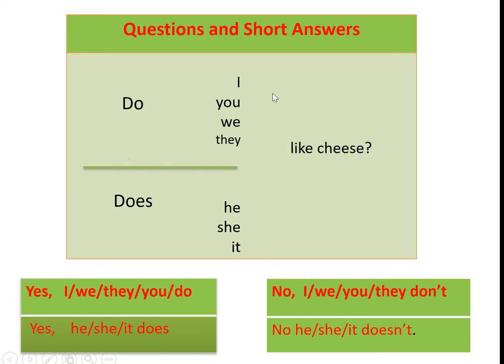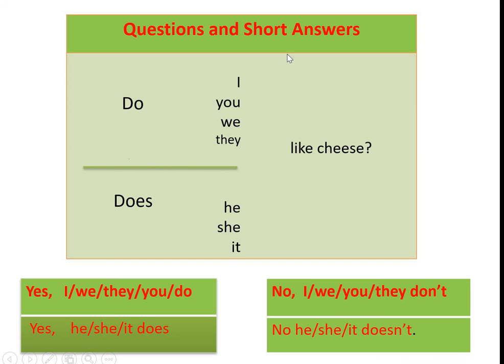But the more important thing here is that if we want to ask a question and we have do and does, the verb here must be in verb one, without anything added. We don't put s or es here.